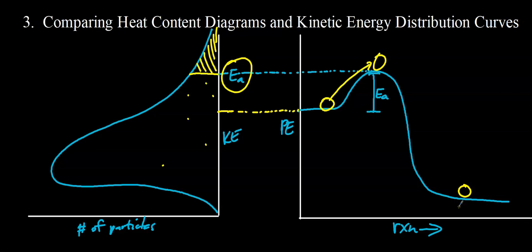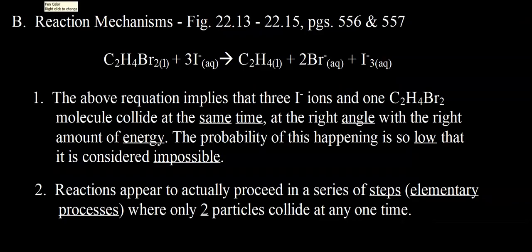Kind of like a chemical reaction. You have to supply enough energy to start the reaction. Once that reaction starts, it will continue to occur all by itself. We'll use some aspects of this heat content diagram in this next section on reaction mechanisms. As I mentioned at the very beginning, a reaction mechanism actually shows how the chemical reaction occurs.